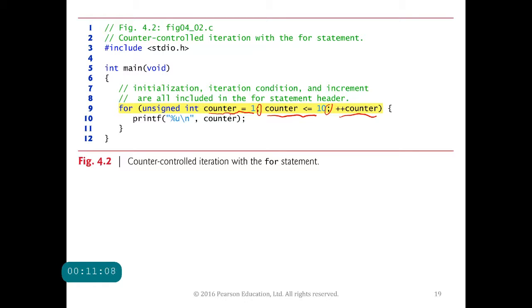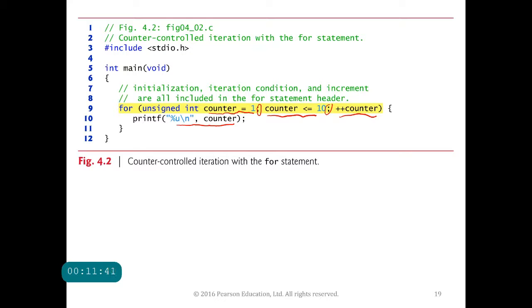So what is the for loop doing? Starting with a counter value of 1, you're checking if this value is less than or equal to 10. If it is, you go down and you print the value of your counter variable, and then you come back and you increment or increase the value of your counter variable by 1, and you repeat the process.